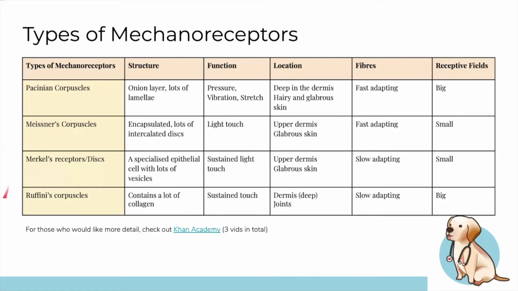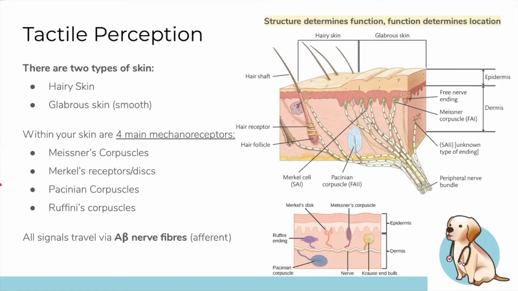Yep, and the last one is Ruffini's corpuscle. As you can see from this image here, it looks a bit different from the other ones. The way it works is that it's actually full of collagen. Think collagen, that's mostly going to be present in the dermis. So that's where you're going to find your Ruffini's endings.